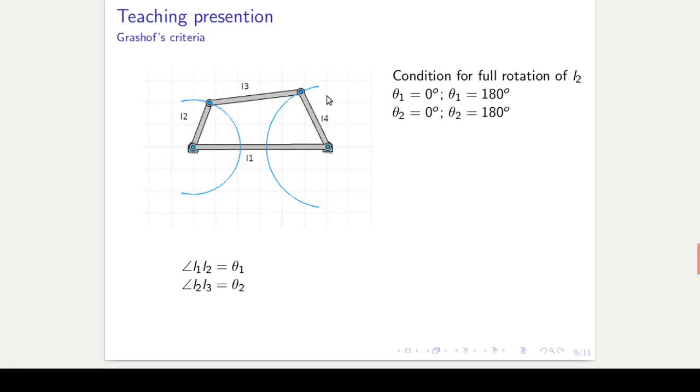So in a 4-bar mechanism, the output will mostly be in the oscillatory form, and the input will be either in the oscillatory form or in a complete rotary form. Okay, a complete rotation or a continuous rotation. Among these two inputs, the complete rotation is preferred.